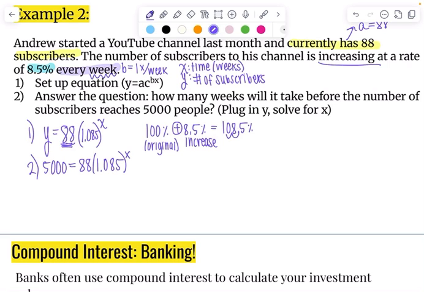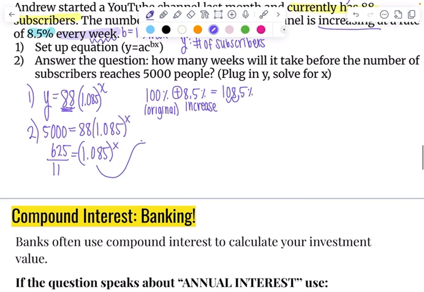You would divide both sides here by 88. You get 625 over 11, or as a decimal, 56.82. If you leave it all in your calculator, the numbers should still be pretty exact. Now you can take the log of both sides.